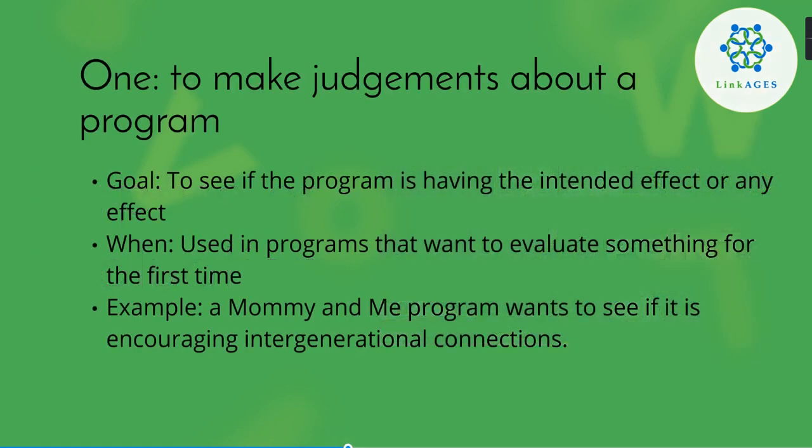The first is to make judgments about a program. The goal of this purpose is to see if the program is having its intended effect or any effect at all. When is it used? Commonly, this purpose is used when programs want to evaluate a new aspect of their program or want to evaluate entirely for the first time.